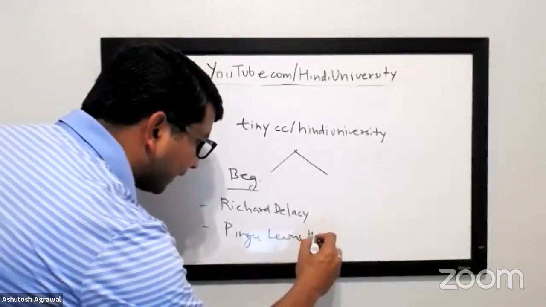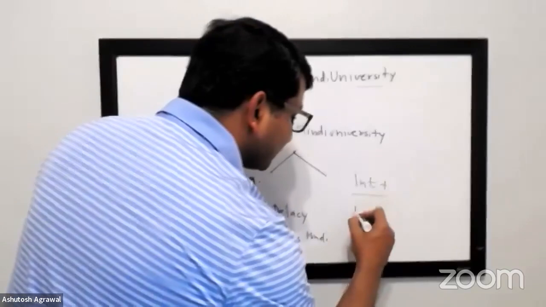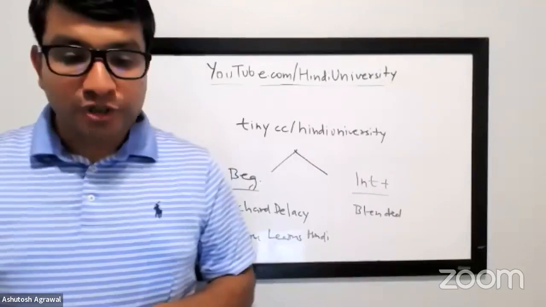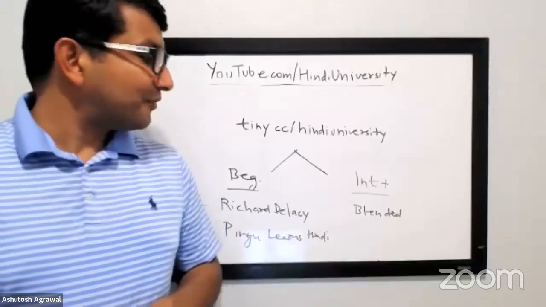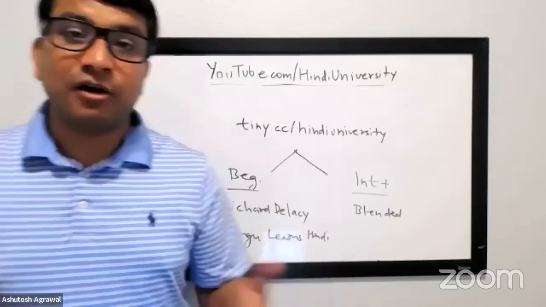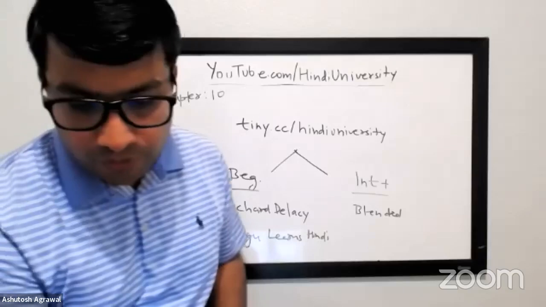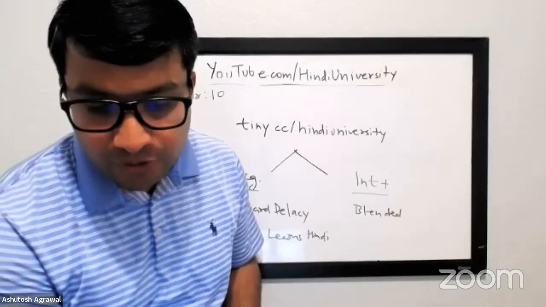And for the intermediate plus, the goal is to have a blended curriculum, which includes books from Professor Rupert Snell, Kavita Kumar, as well as Usha Jain, and some of it is my own content as well, which I often do. As you know, last week we had off, but the week before we were on chapter number 10 from Richard Delacy's book. Our goal for this class is to continue to make progress on chapter number 10.